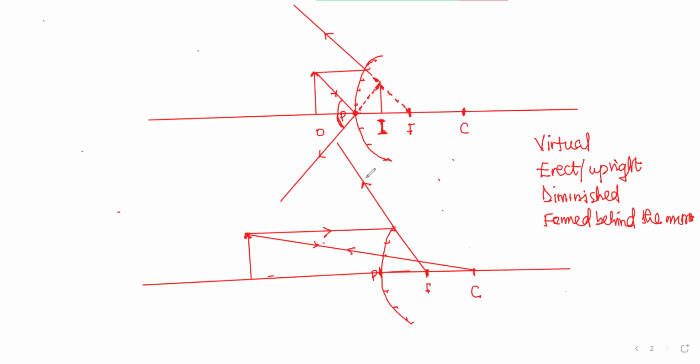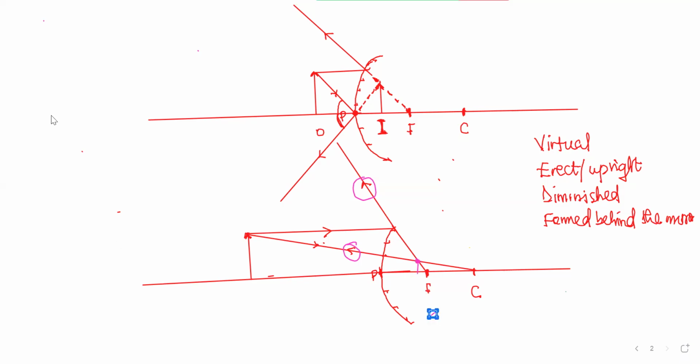So look at these two reflected rays, this one, and this one, and this one. In front of the mirror, they are getting more diverted. We look at where they appear to meet behind the mirror, and there it is. They appear to meet behind the mirror at that location. That is where the image will be formed.